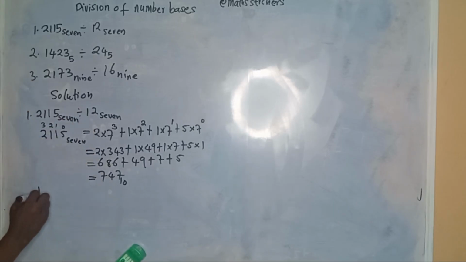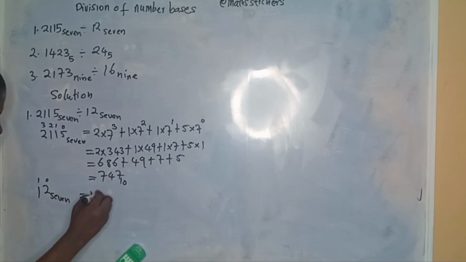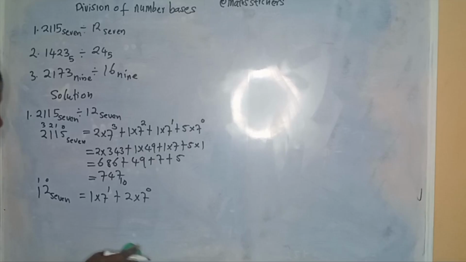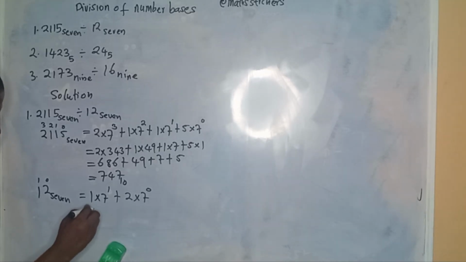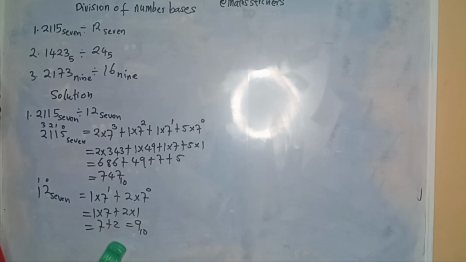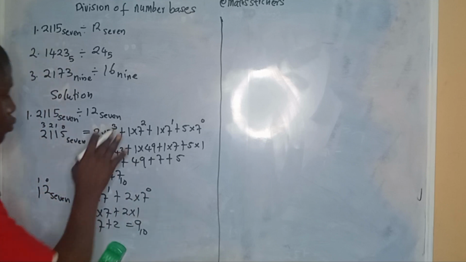So we're going to have our 12 in base 7, the place values are 0, 1. So we'll have 1 times 7 raised to the power of 1 plus 2 times 7 raised to the power of 0. Okay, so that will give us 1 times 7 plus 2 times 1. And that will give us 7 plus 2. That will give us 9 in base 10. So we have succeeded in converting each of the numbers to base 10.